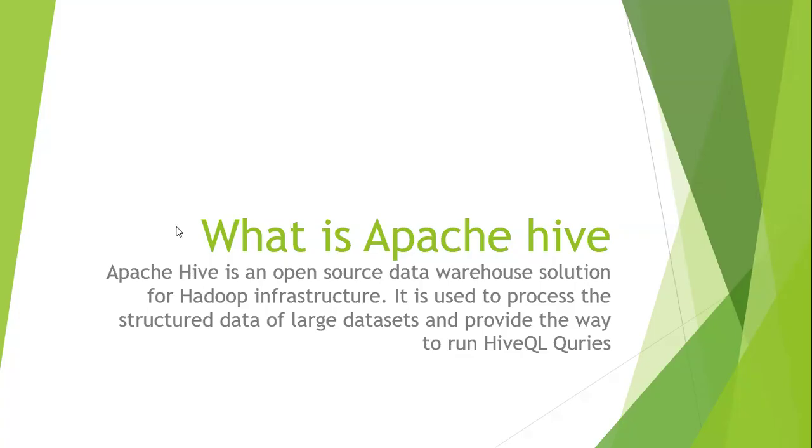So most of the people who are working in data warehousing mostly use the Hive because it is one of the Hadoop infrastructure solutions and used as a data warehousing solution. So if you see the definition here, what is Apache Hive? This Apache Hive is an open source data warehousing solution for Hadoop infrastructure. It is used to process the structured data of large data sets and provide HiveQL queries.